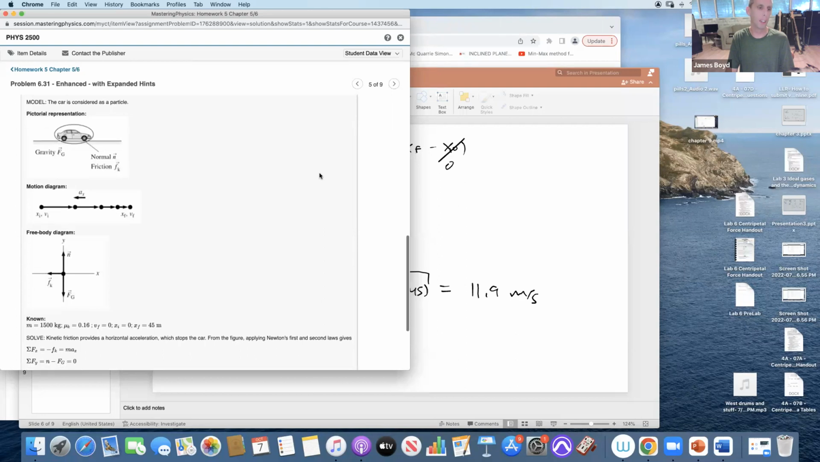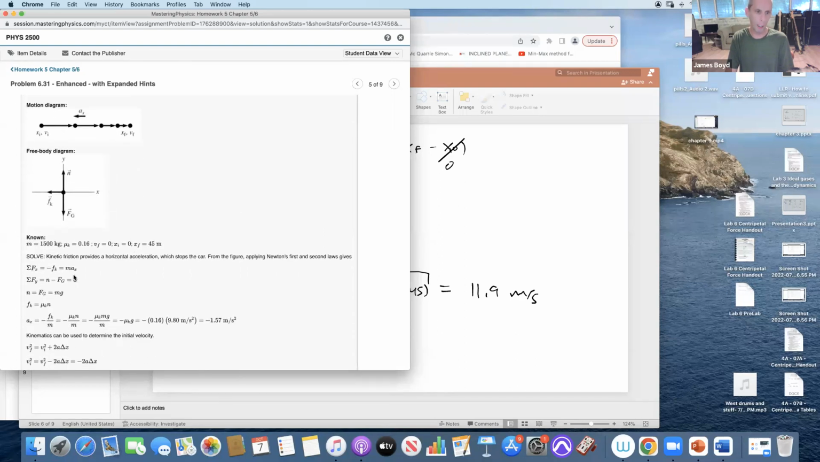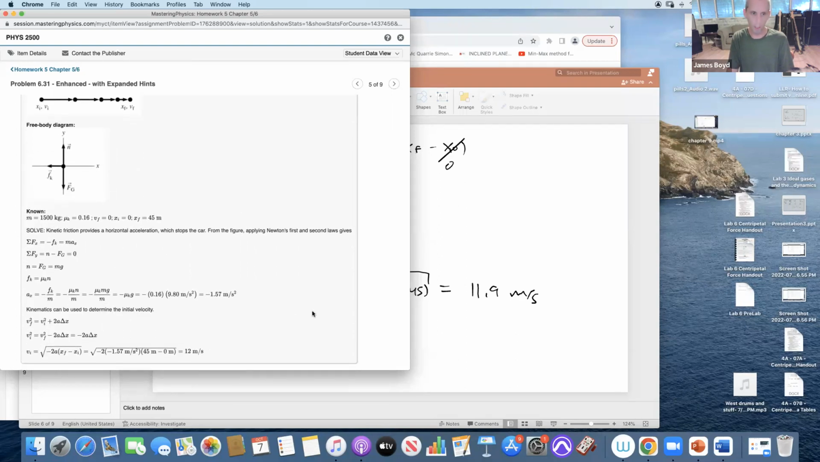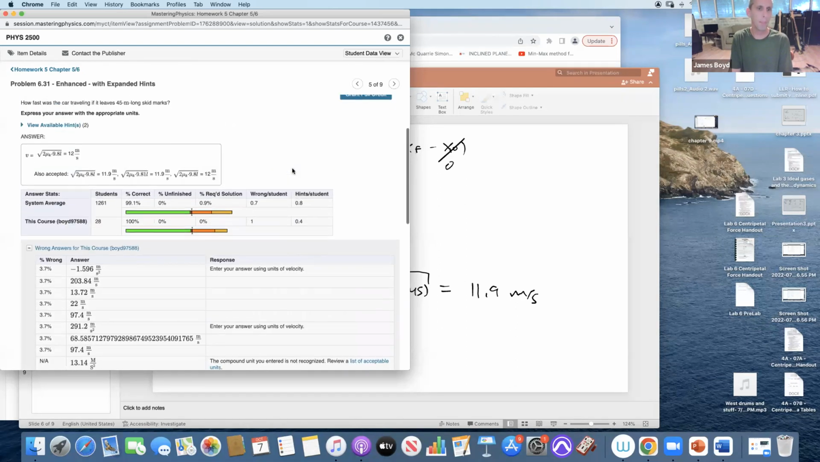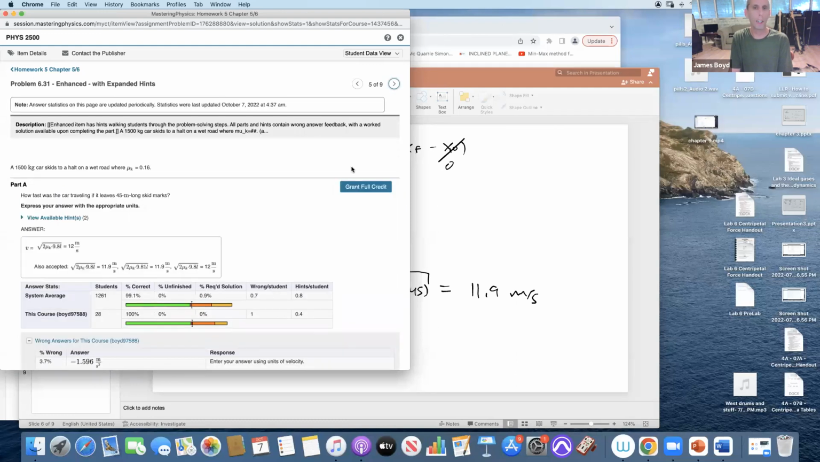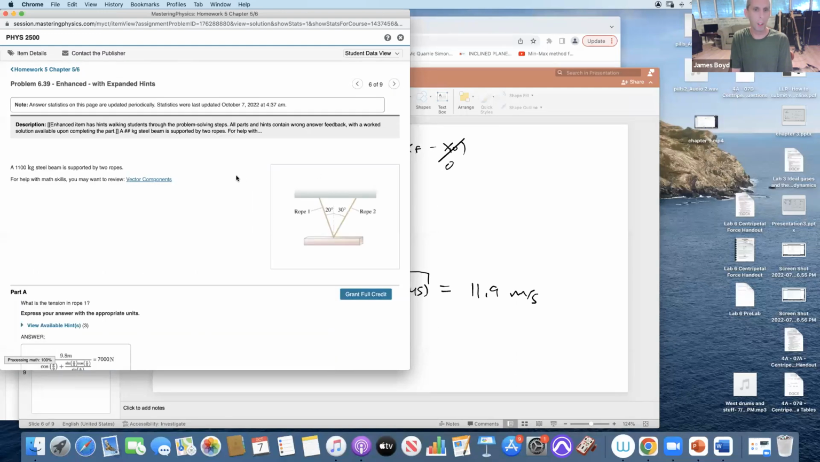However, if you want to pause this and see this, this is essentially what they did. This is what they got. And then they solved it. And since you can pause the video, you could pause it here and look at this. But it's essentially what I did. And yeah, so hopefully that's pretty straightforward.